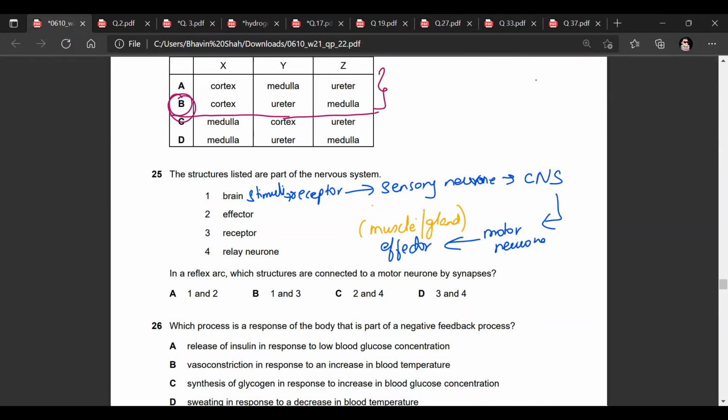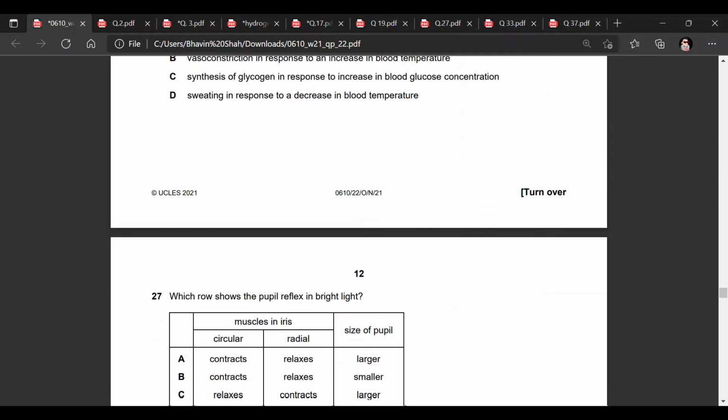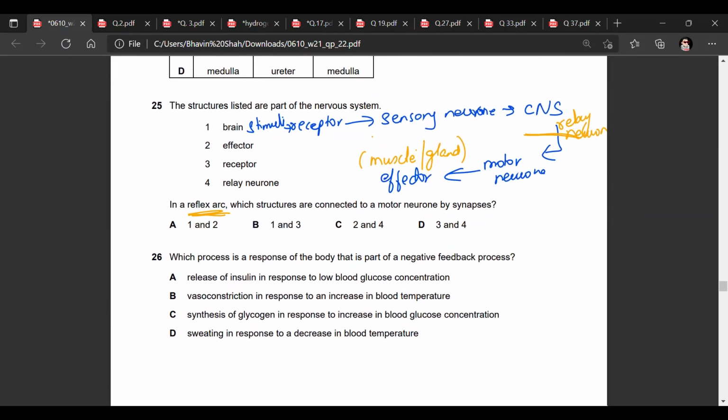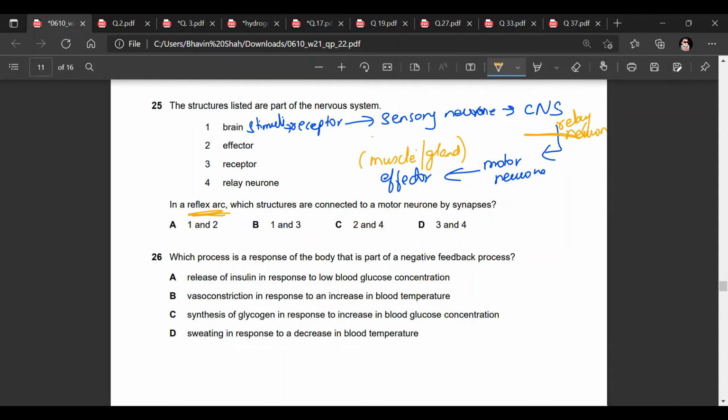Okay, so in a reflex arc, which structures are connected to the motor neuron by the synapse? So your answer: the motor neuron is connected here to the relay neuron because it is a reflex arc. For the reflex arc in the central nervous system, it will be the relay neuron. So the answer is going to be relay neuron and the effector. So your answer is 2 and 4. So your answer is going to be C.